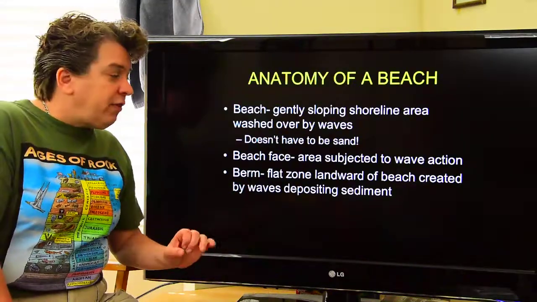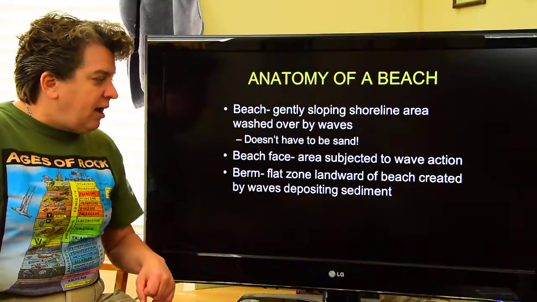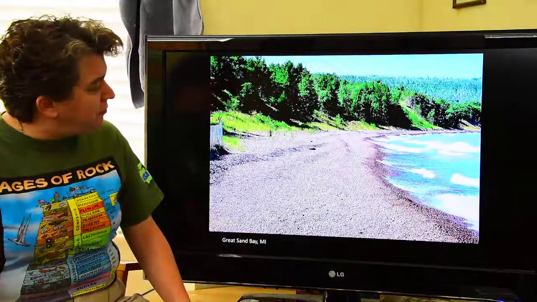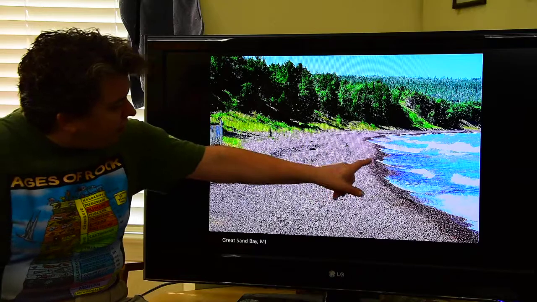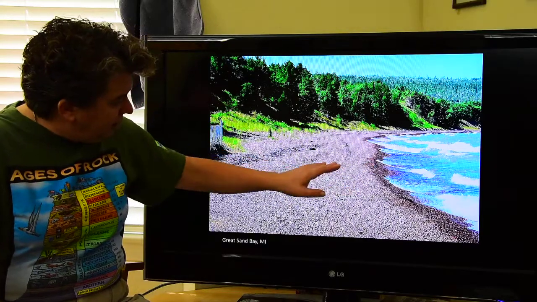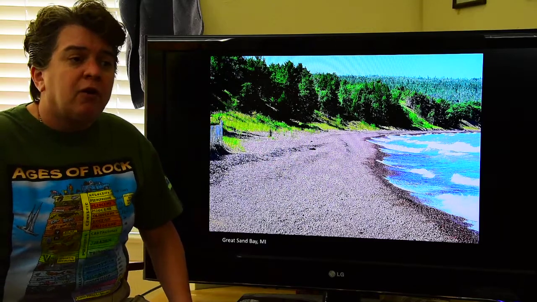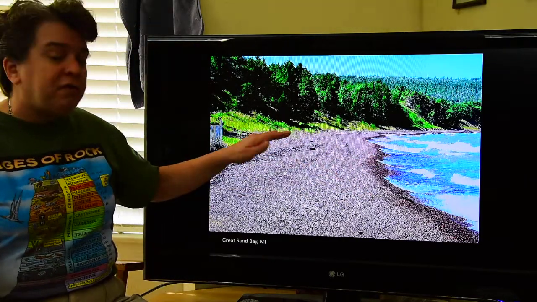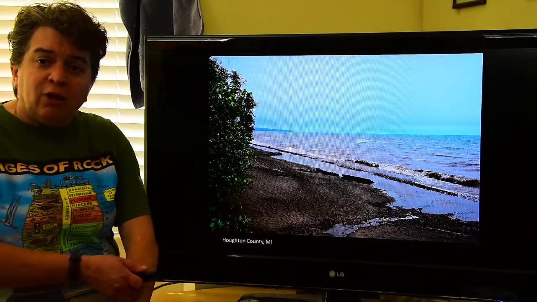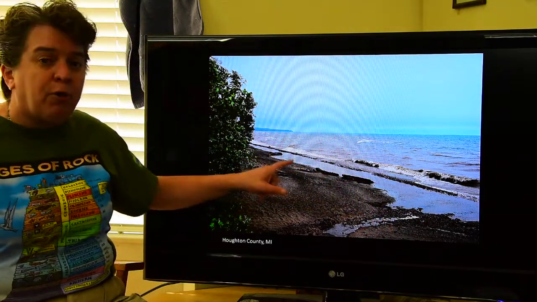Then there's an area called the berm. The berm is a flat zone landward from the beach, and this is created by the waves depositing sediment. So that's what we're seeing right here. Right here, that's going to be the beach face where the waves are acting on it. And see this flat area? That's a berm. Sometimes you'll have multiple berms related to normal waves versus storm waves, which are typically higher. In fact, here, this is following a storm where waves had been higher. And you can see those waves actually covered this berm at this area.